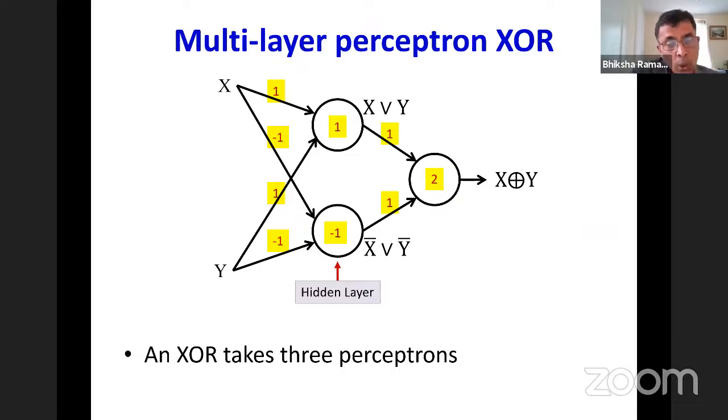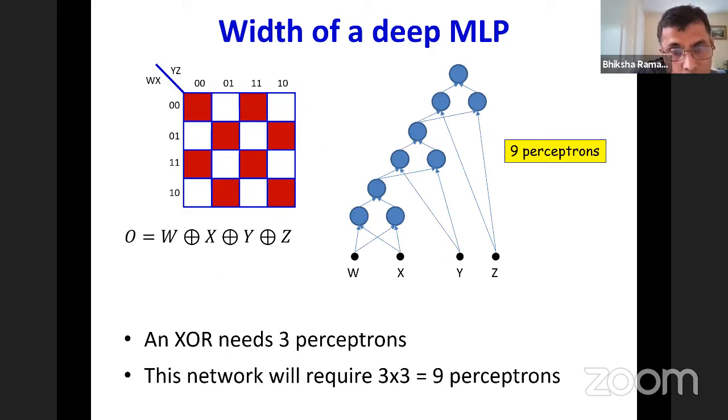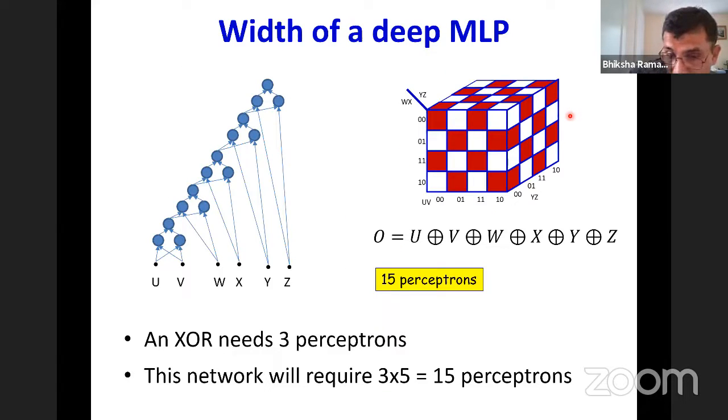And we know that for an XOR, we need only 3 perceptrons. We've already seen this. Which means that for this network, I can have first one XOR computing W XOR X, 3 neurons. The output of that can be XORed with Y, 3 neurons. The output of that can be XORed with Z, 3 neurons. This entire network has 9 perceptrons. For the 6 input guy, I have 5 XORs, because there are 6 variables. This is going to require 3 neurons per XOR.